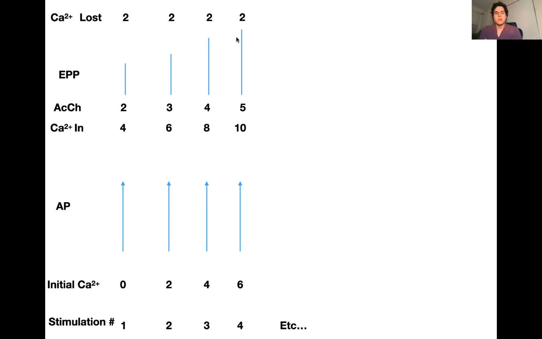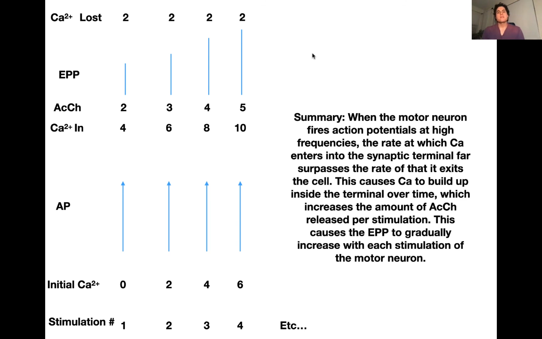So in other words, with each sequential stimulation, we are increasing the amount of calcium coming in, and as we basically store or build up more calcium, we are able to release more vesicles and therefore more acetylcholine. So therefore, with each stimulation, we have an increased amplitude of the end plate potential. So this is the summary of what I want you to get from this experiment for the facilitation part.